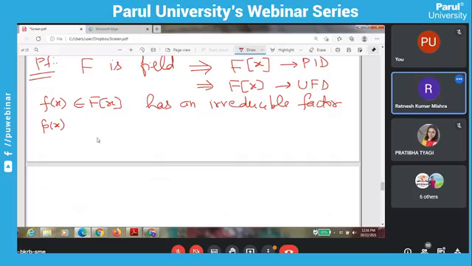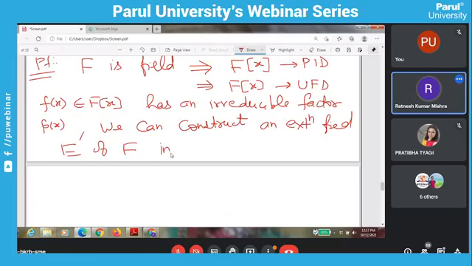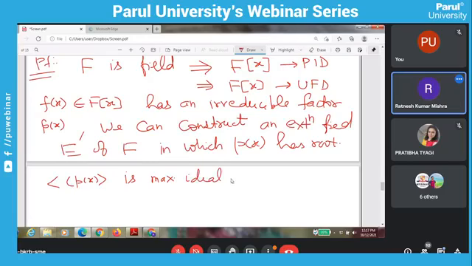Px, suppose. Now we can construct an extension field E of F in which Px has a root. So therefore, our problem is solved. What we do here: since Fx is a UFD, as we have studied in ring theory, every irreducible polynomial generates a maximal ideal of Fx.